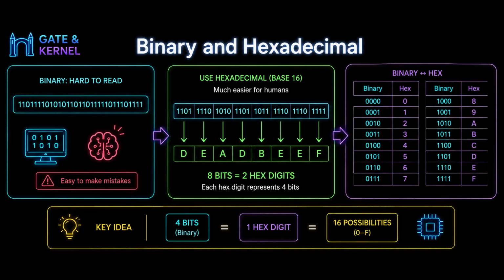Chapter 16. Binary and hexadecimal. Binary is ideal for computers, but long binary numbers are difficult for humans to read. A 32-bit binary value can easily become a long string of zeros and ones. That is why programmers and hardware engineers often use hexadecimal. Hexadecimal is base 16. It uses the digits 0 through 9, followed by A, B, C, D, E, and F. The key advantage is that one hexadecimal digit represents exactly 4 binary bits. That makes conversion between binary and hexadecimal very easy.